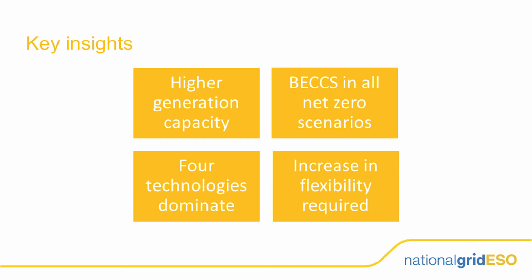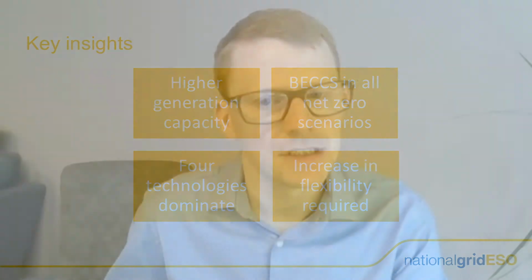So these are the key messages that we will see as we go through this presentation. Now, I don't want to give too much away straight up, but in short, net zero requires significantly higher capacities. It also requires bioenergy with carbon capture and storage, also known as BECCS. Generation output is dominated by 4 technologies by 2050, and a large increase in new flexibility technologies is required.